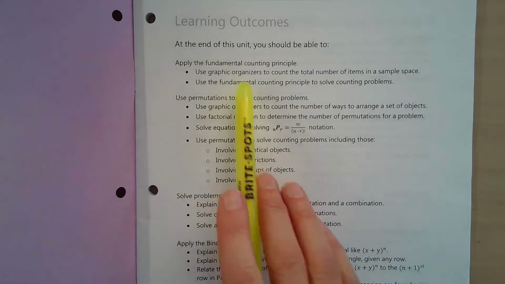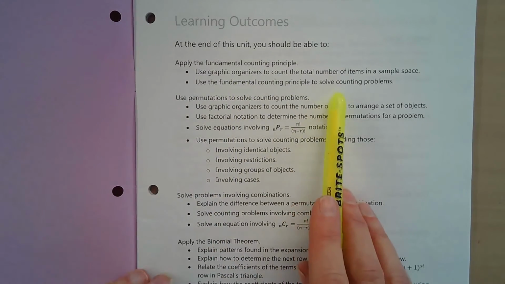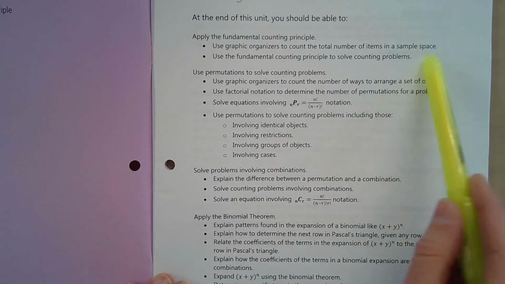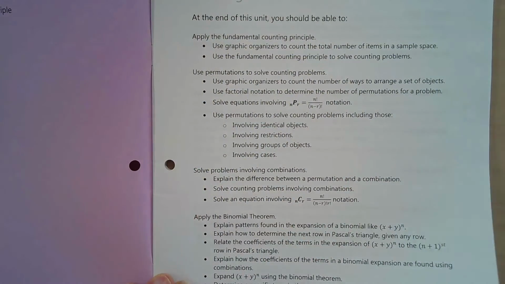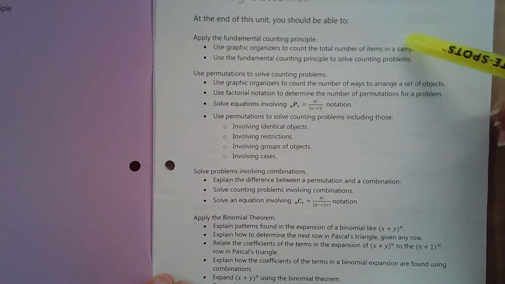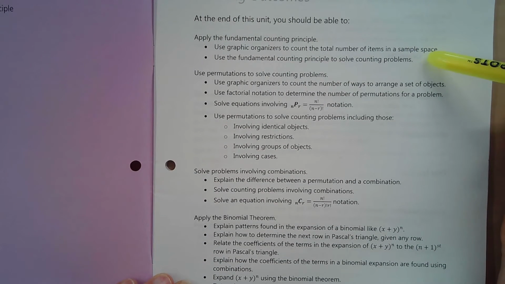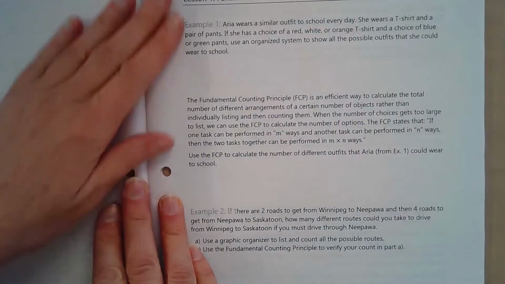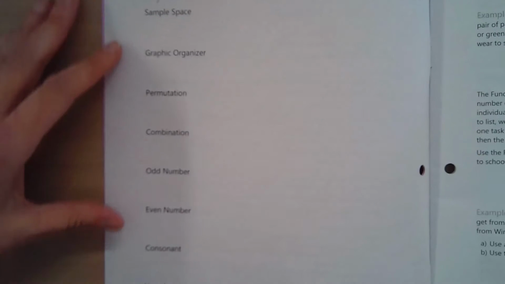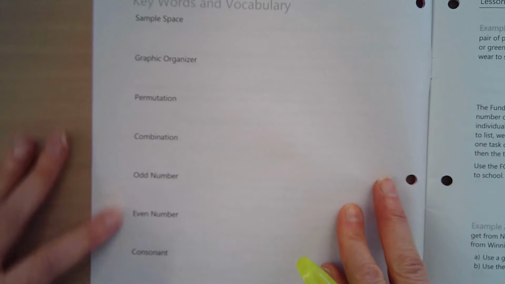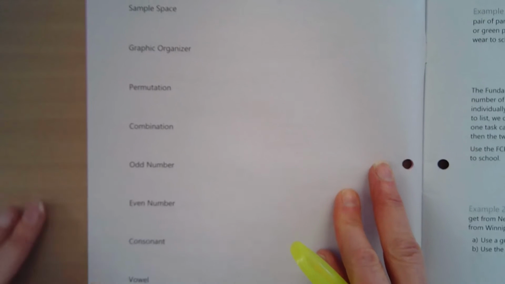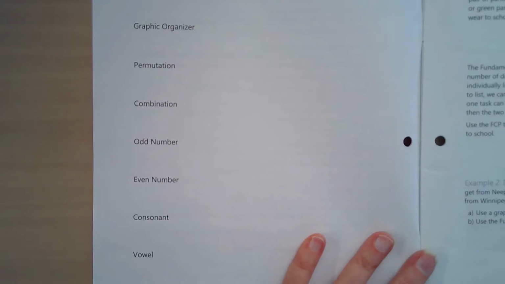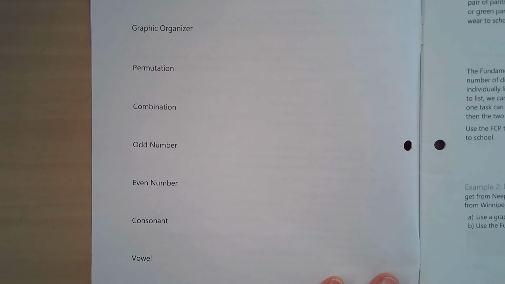What else? Use the fundamental counting principle to solve problems. We're going to get into that today. Use permutations, combinations, binomial theorem. So I'm just going to concentrate on these today. Use the fundamental counting principle to count the total number of items in a sample space and to list the sample space. Okay, so again, look at your vocabulary words. Try and note those, and remember that you should be able to understand all of these before you are ready to write a test in this unit.